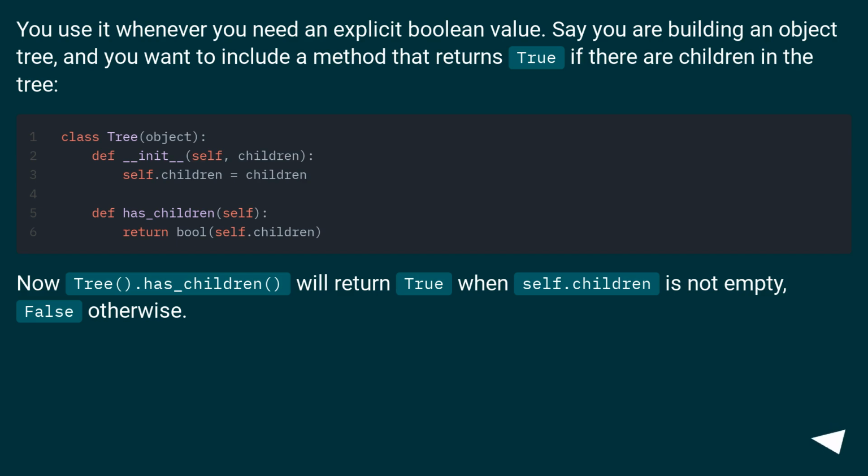You use it whenever you need an explicit boolean value. Say you are building an object tree, and you want to include a method that returns true if there are children in the tree. Now tree.has_children will return true when self.children is not empty, false otherwise.